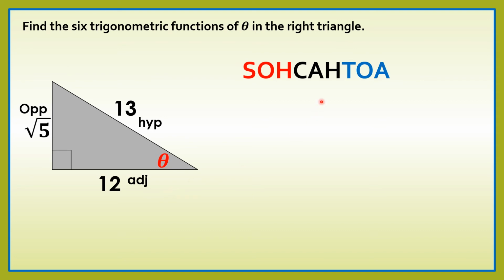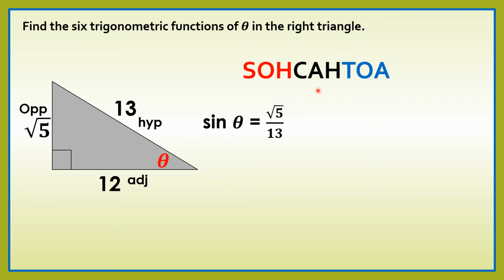So, let us use again yung ating mnemonic word na SOH CAH TOA to get the 6 trigonometric functions. So that is sin theta. So, theta ang gagamitin natin kasi that is the reference angle. Is equal to opposite over hypotenuse. So, ang opposite natin ay square root of 5. Ang hypotenuse natin dito ay 13.